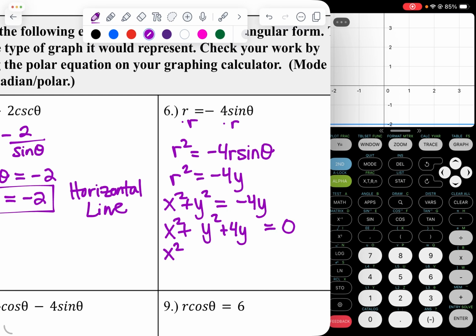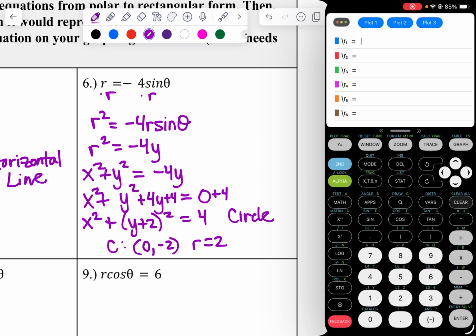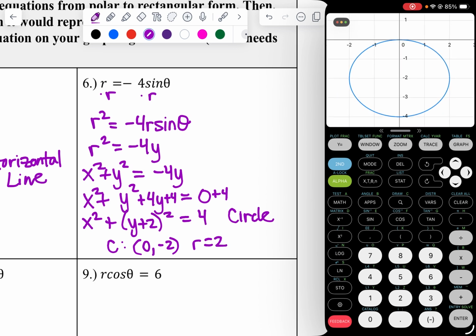And now we'll complete the square. If I add 4 to both sides, now I'm able to write that as y plus 2 quantity squared equals 4. And so it's definitely a circle. The center will be at 0, negative 2, and the radius of 2. So let's go ahead and graph it, the original polar form, and see if we're right. So negative 4 times the sine of theta. Yep, here's our circle, centered down at 0, negative 2, with the radius of 2.